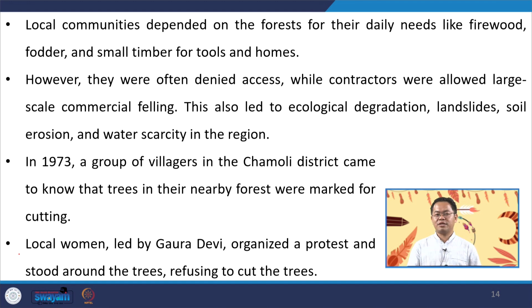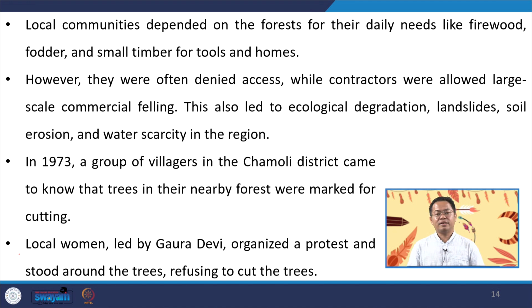Now, deforestation would have adverse consequences for their everyday survival, because people are dependent on the forest to meet their everyday needs like firewood, fodder and small timber. So, many times the local villagers found that they were being denied access, while contractors were allowed large scale commercial felling, and this resulted in huge ecological damage, causing landslides, soil erosion and water scarcity in the region.